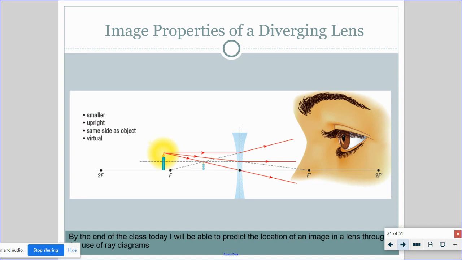So this is what your ray diagram looks like. Here's your object. Our first one goes in and refracts away to the eye, and then we extend the line back through the principal focus. The second one is just going straight through the optical center, and then the third one is lined up as if it would go through the secondary principal focus, and then it refracts parallel. So again, this is smaller, upright, same side, and it's virtual.